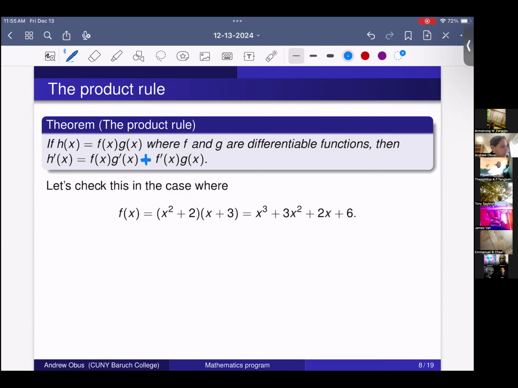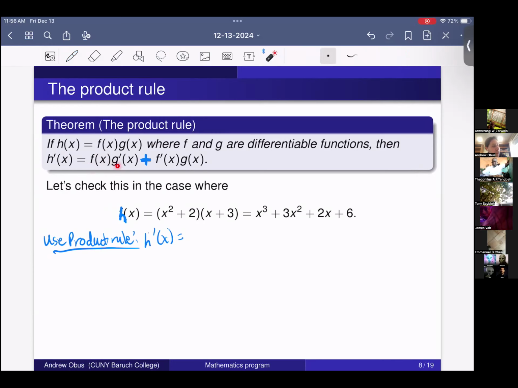So let's check this. Maybe I'll call this h of x just to check. So let's check this in the case where h of x is equal to, I can write it as, x squared plus 2 times x plus 3. And if you multiply this all out using FOIL, this turns out to be x cubed plus 3x squared plus 2x plus 6. So does it check? Well, we'll use the product rule, which says that h prime of x is equal to, well, what is that?